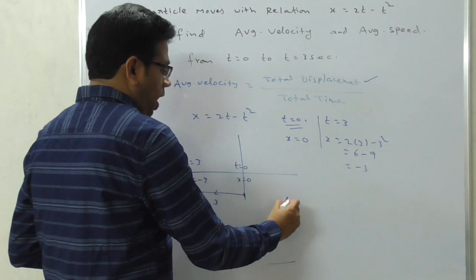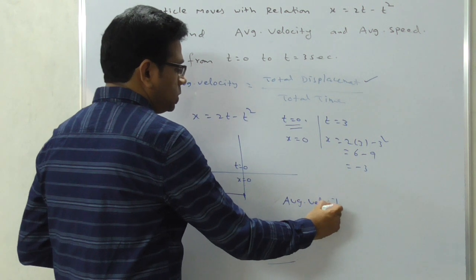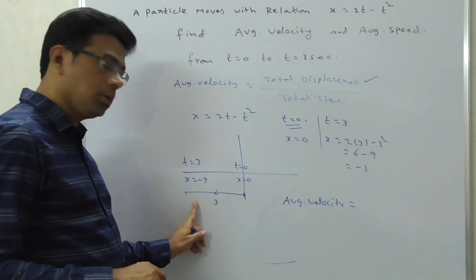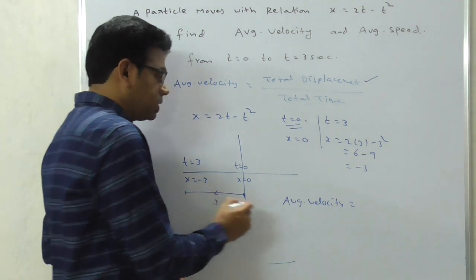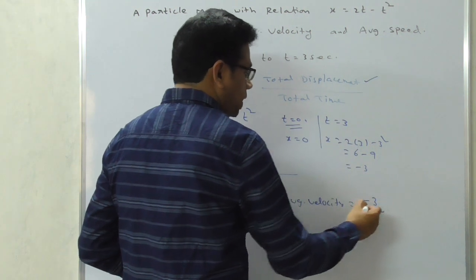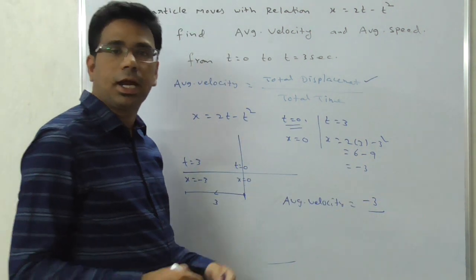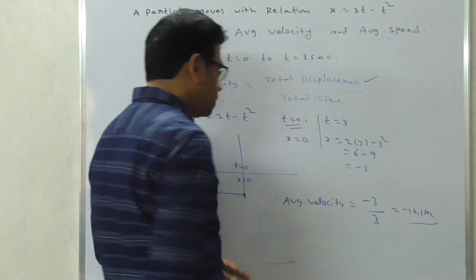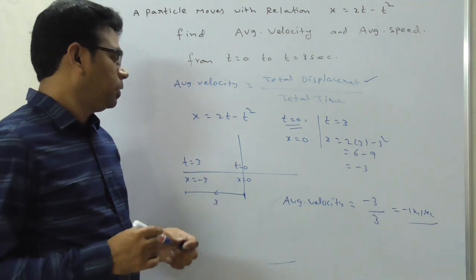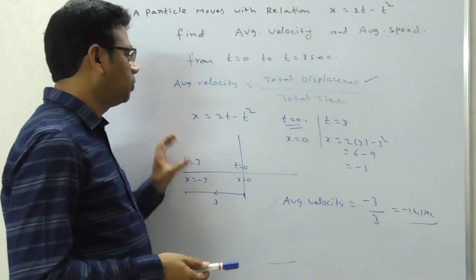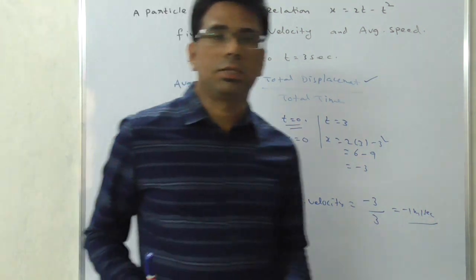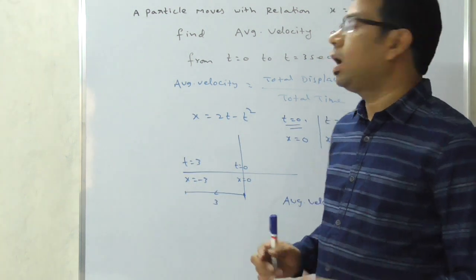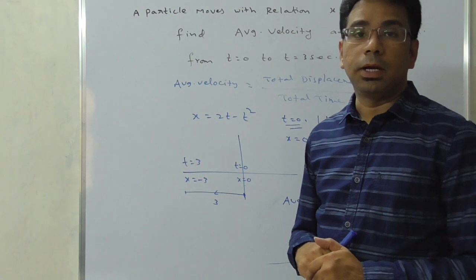Therefore, here you can write average velocity is equal to total displacement, 3, but it is in the negative direction, therefore put minus 3 here. Total displacement is minus 3, divided by total time from 0 to 3 seconds, this is 3 seconds. Therefore, this is minus 1 meter per second. Right? So the average velocity for this expression is minus 1 meter per second. Very simple, right? So, a simple technique. What is total displacement? The line joining initial to final. Clear?